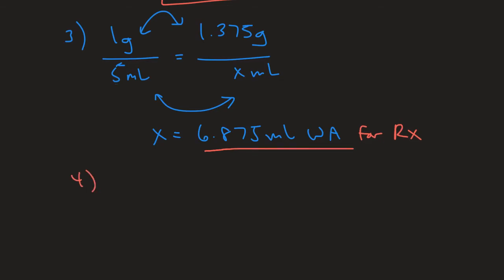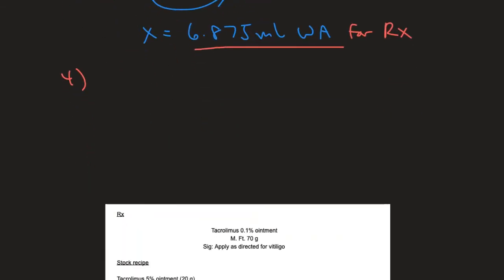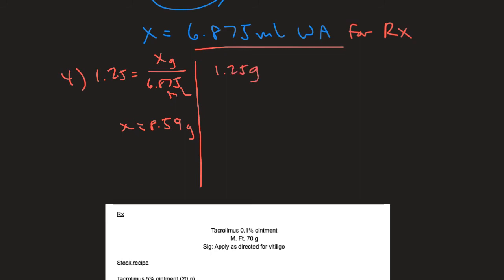So there's, again, 2 ways of doing it. I'll show you both ways. There's the formula way: 1.25 equals X grams over 6.875 milliliters. Solving for X, so 6.875 times 1.25 gives you 8.59 grams.